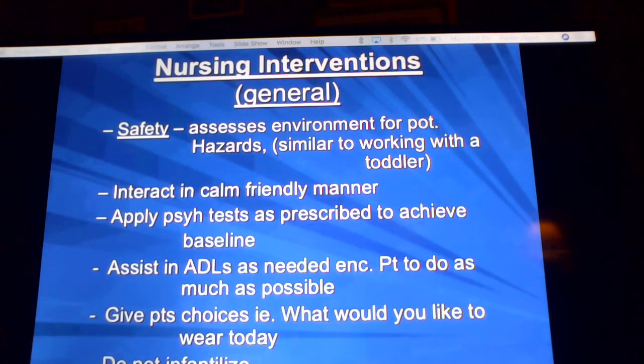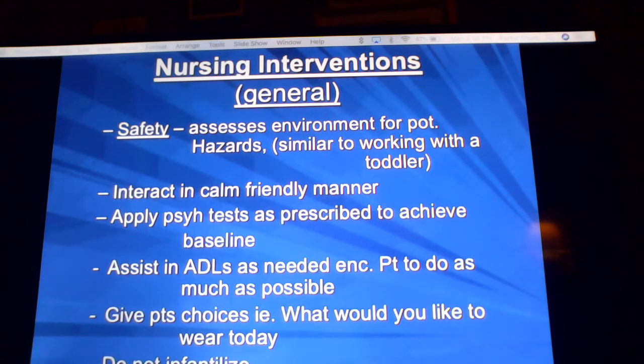We want to interact in a calm, friendly manner. Okay. If you are rushed, they will become agitated. So it's very important that we go in and we're very calm. We can apply psych tests as prescribed to achieve a baseline, like I had said a few slides ago. We certainly want to assist with ADLs as needed. Again, we want to encourage the person to do as much as possible. When we do everything for patients, we take away their dignity. So your job as nurses is to figure out what they are capable of and what I have to do for them. If they can do it themselves, we want them to.